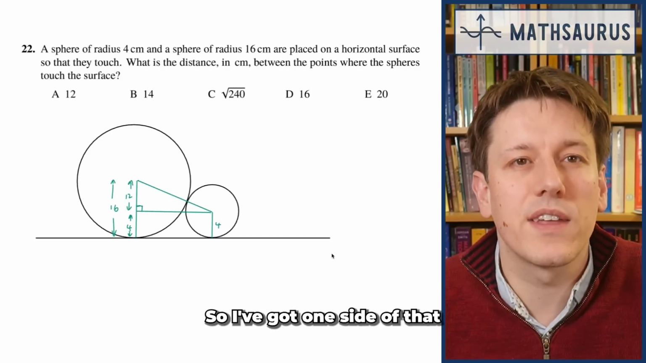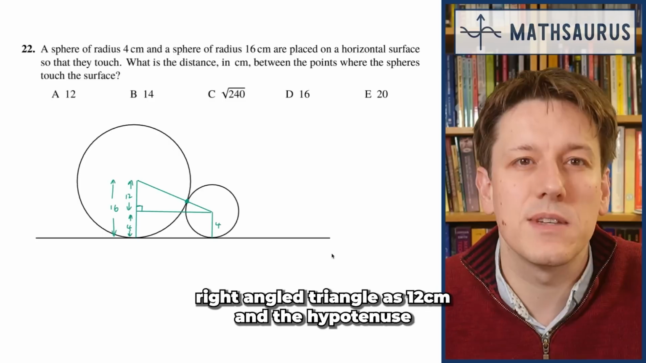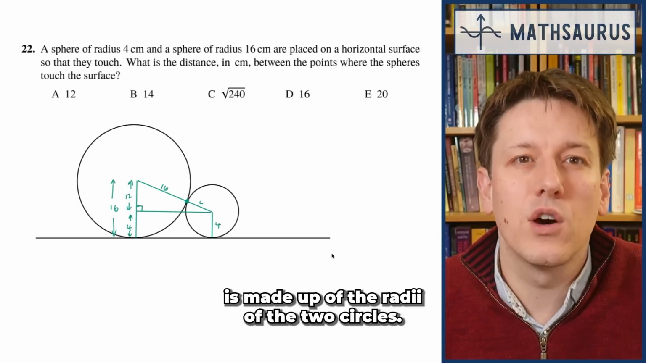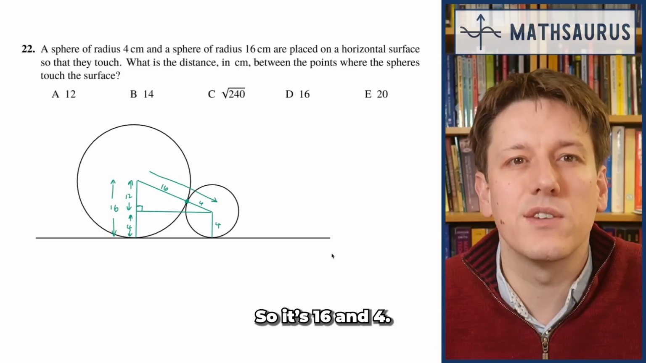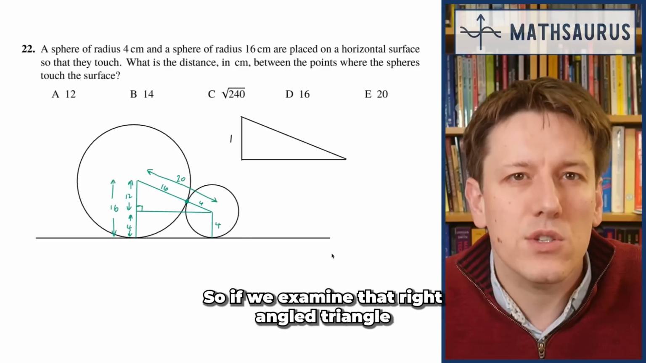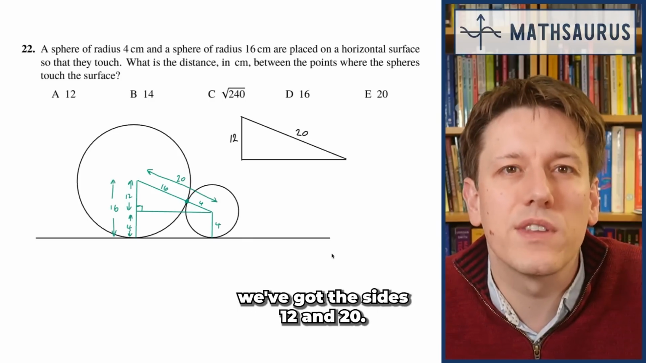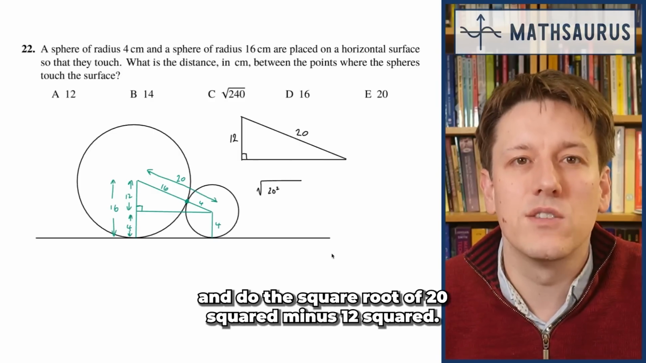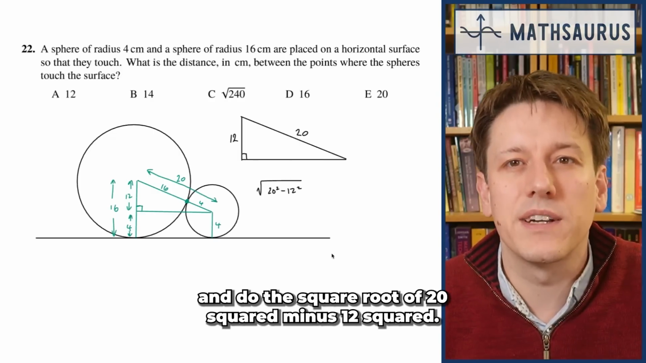So I've got one side of that right angle triangle of 12 centimeters, and the hypotenuse is made up of the radii of the two circles, so 16 and 4. 16 plus 4 is 20 centimeters. So if we examine that right angle triangle, we've got the sides 12 and 20, and we could just use Pythagoras theorem here and do the square root of 20 squared minus 12 squared.